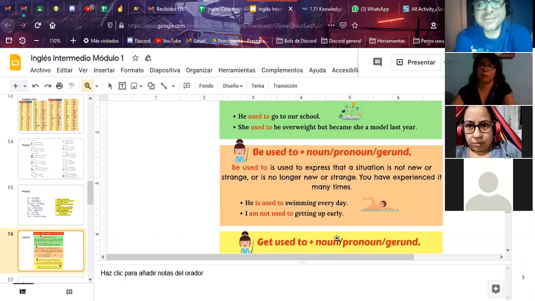O sea, lo que lo va a hacer negativo ahí va a ser el verbo to be. Lo demás is not going to change. Si fuera pregunta, también es en función del verbo to be. Es el verbo to be el que vamos a mover. Is he used to swimming every day?